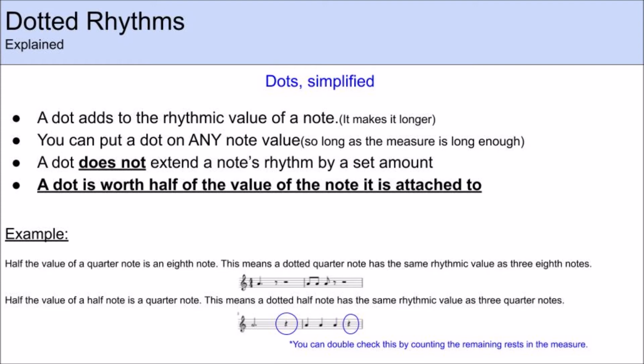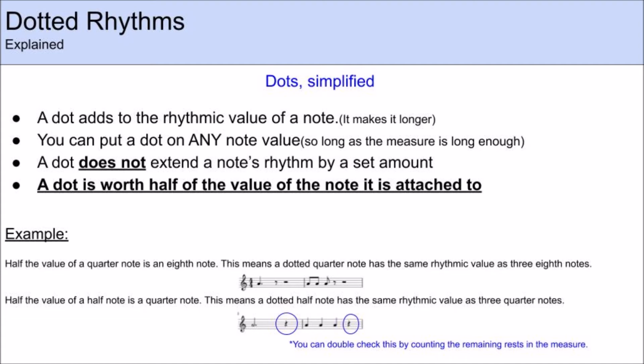In our first example, we have a dotted quarter note. A quarter note is worth 2 8th notes. So half of a quarter note is an 8th note. So when you put a dot on a quarter note, that dot extends the value of a quarter note by 1 8th note, making it the same as 3 8th notes. This also applies to the half note. A half note is worth 2 quarter notes. So a dotted half note gets its value extended by a quarter note.